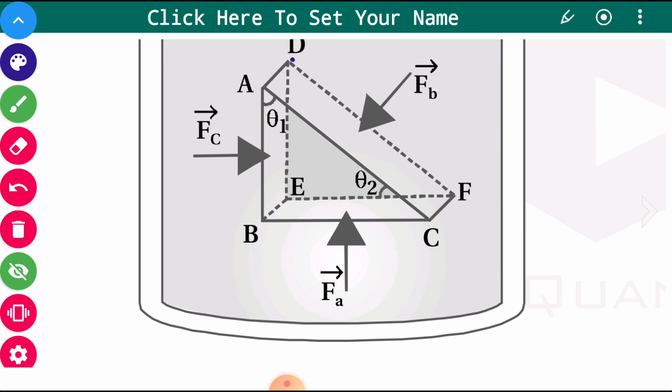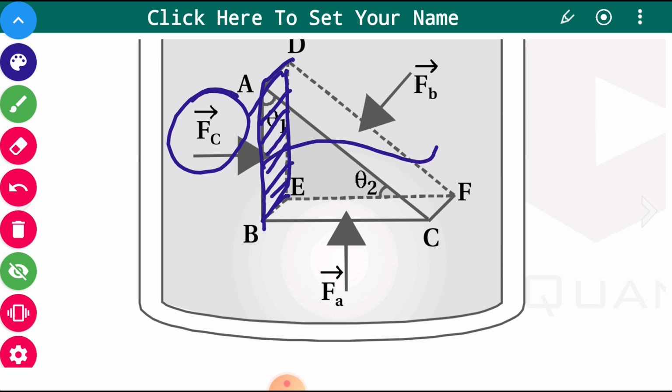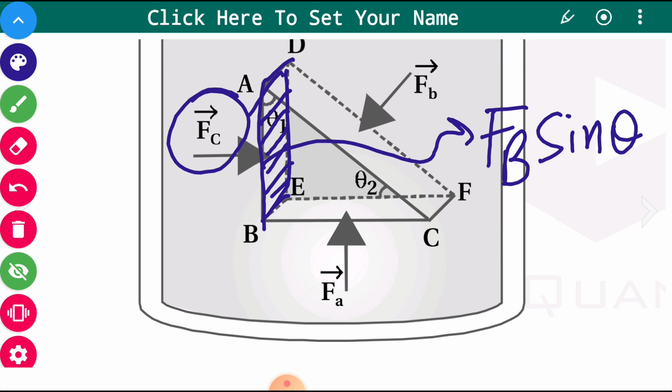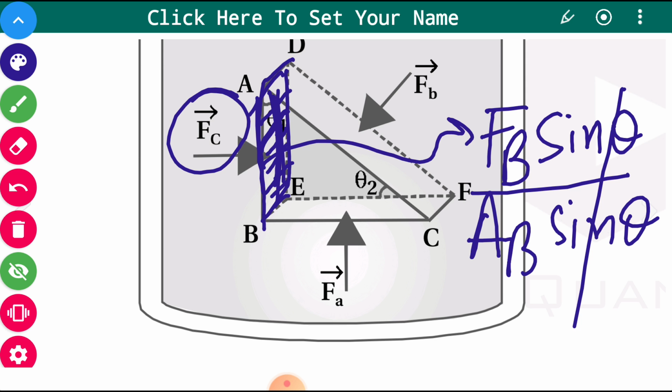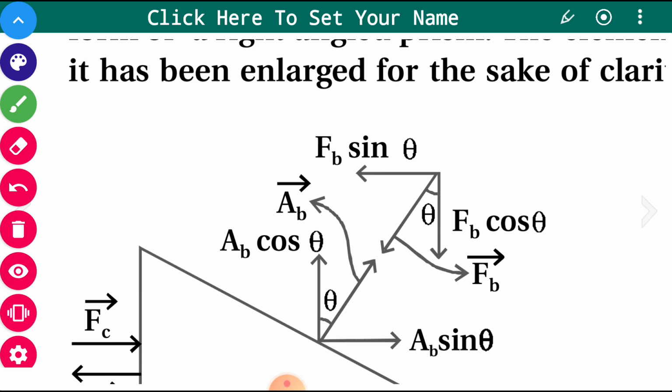Similarly, if you calculate for this, here the force is FB sin theta. This FC force is nothing but FB sin theta. So the force on this is FB sin theta, and the area of this particular segment is AB sin theta. So the pressure will again be FB upon AB. So the pressure is the same on each and every segment of this particular fluid section which we have considered.